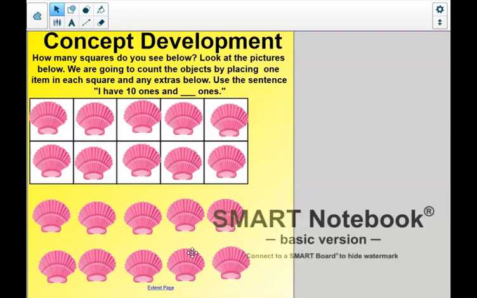How would I say that when I say I have 10 1s and blank ones? Let's see. So I have 10 1s, and how many do we count down here? 10. We're not kidding. So what we would say is I have 10 1s and 10 1s. Now this is a really big number. This is the number 20. Okay? So this is 2 groups of 10. But today we're going to focus on just the 10 1s and blank ones. So we're going to say I have 10 1s and 10 1s.